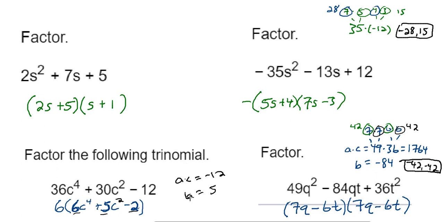You could try 6 and 2. That doesn't add up to 5, or subtract to give me 5. 4 and 3 aren't going to subtract to give me 5. 12 and 1 aren't going to work. So no pair of numbers that multiply to 12 will in any way get me a 5, whether I'm adding or subtracting. And so this can't be factored. So the best you can do is factor out the 6.